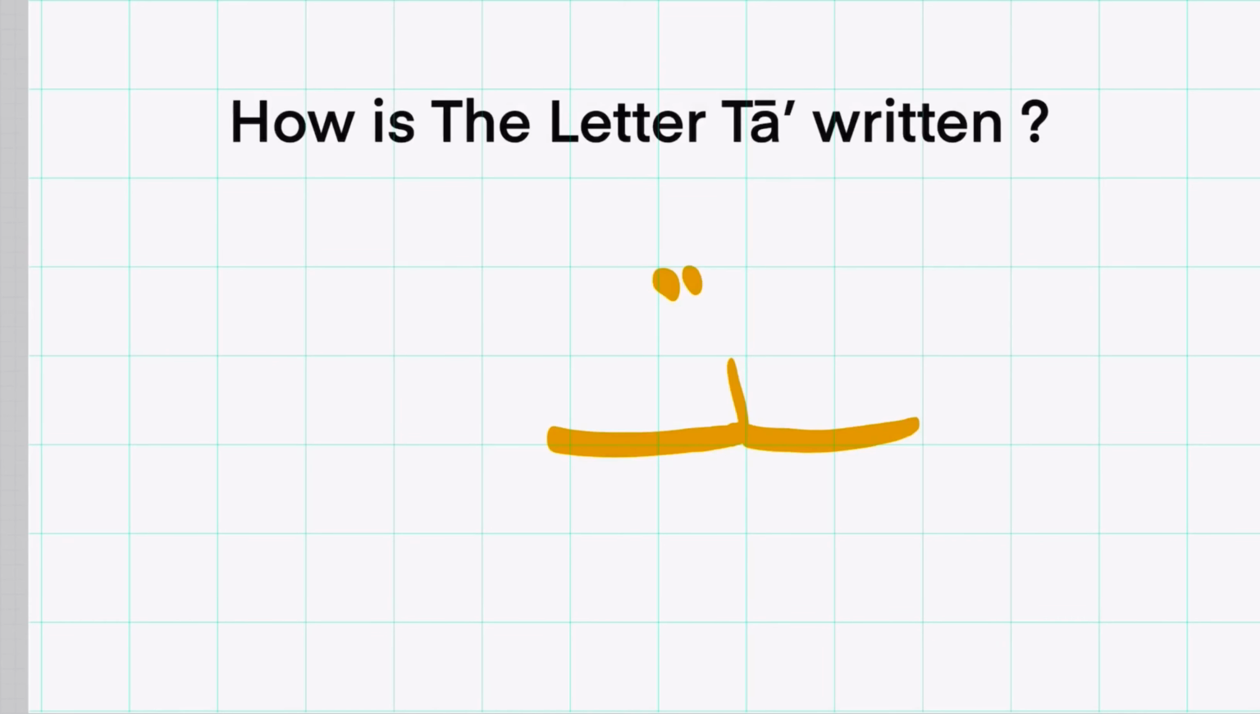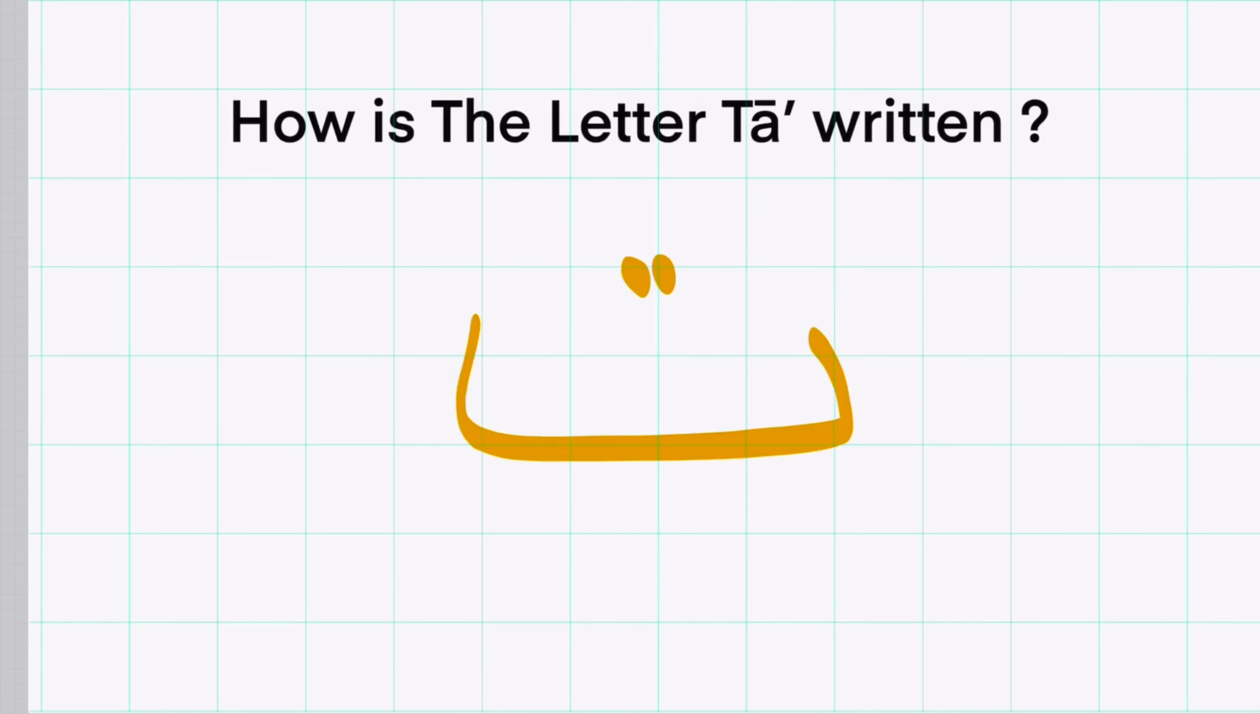Pause the video any moment to practice. Please, practice and repetition are critical for succeeding in this course. How would the ta letter look like when it is on its own? I've shown you this in the beginning. Right arm, body, left arm, 2 dots. This is how it looks like when it is on its own.